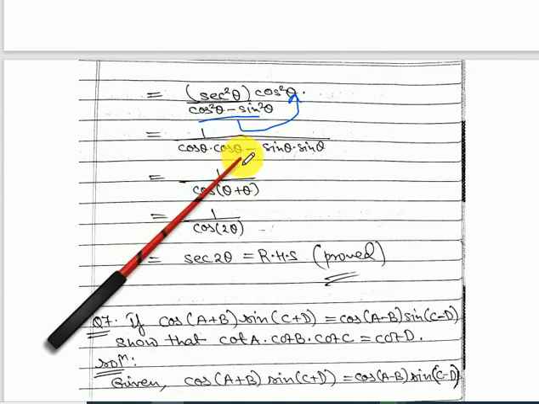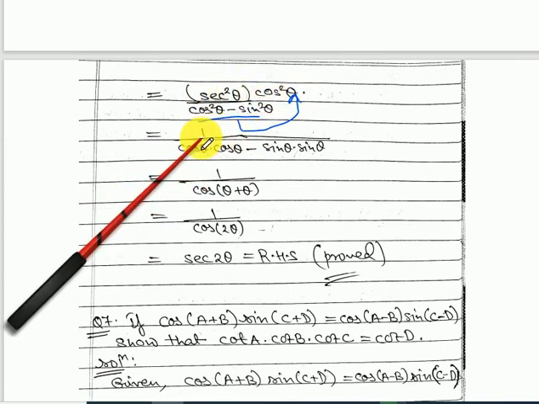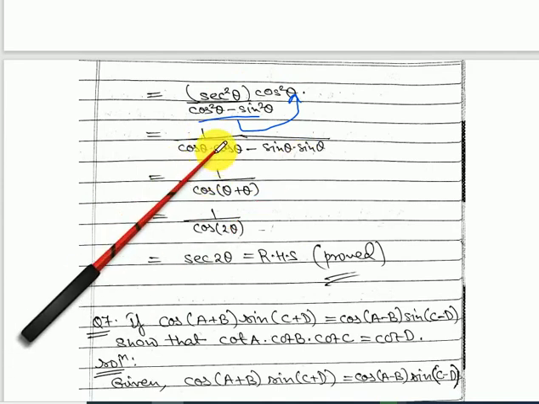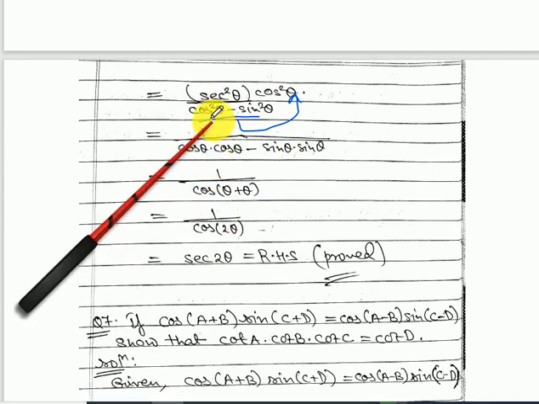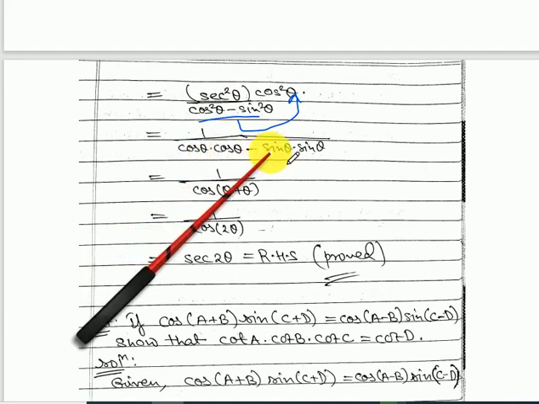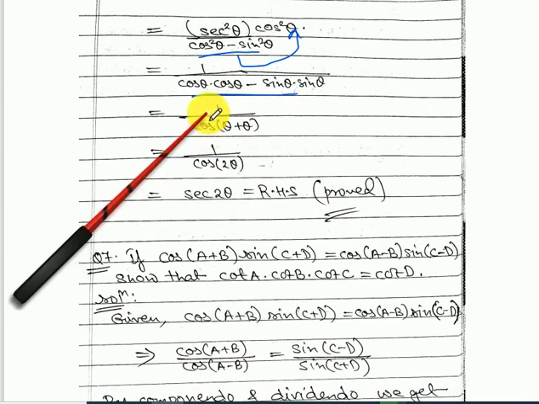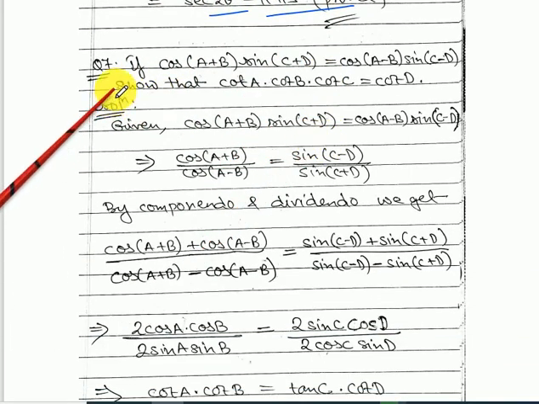So here when you see sec square theta into cos square theta becomes 1. Okay, so you get 1 upon, and for this cos square theta can be written 1 upon cos theta into cos theta minus sin theta into sin theta. Clear? And this can be written as 1 upon cos theta plus theta. Clear? So you get 1 upon cos 2 theta, that implies sec 2 theta, that is your right hand side. Proved. Next, question number 7.